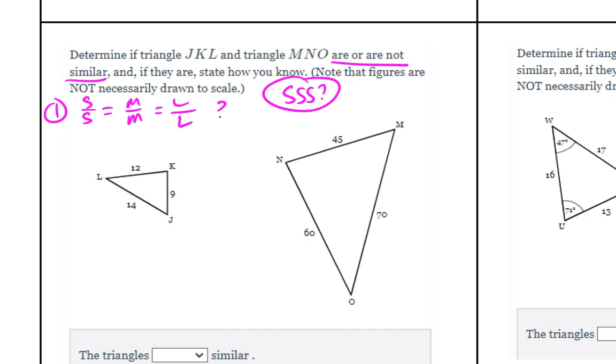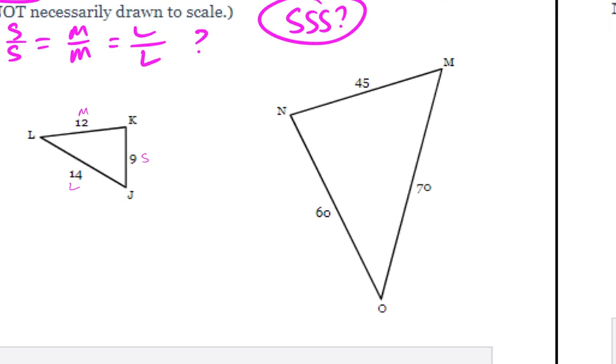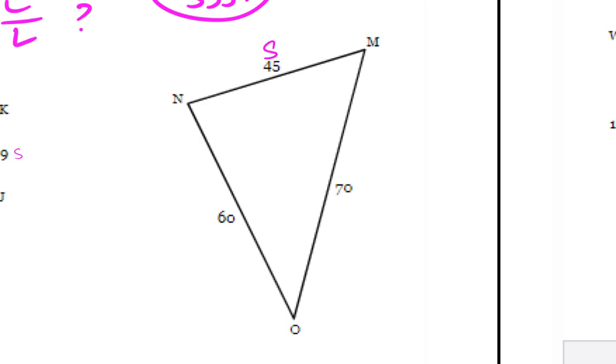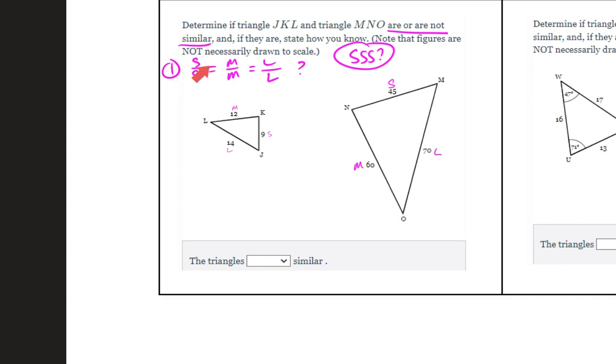All right, so let's think about that. Let's go ahead and label these first, right? So if I said that this one's my small one, that would be my medium one, and that would be my large one, right? And then what about over here? I would say that one's my small one, right? That one's my medium, and that one's my large one. So I'm going to compare to see if these are all equal.